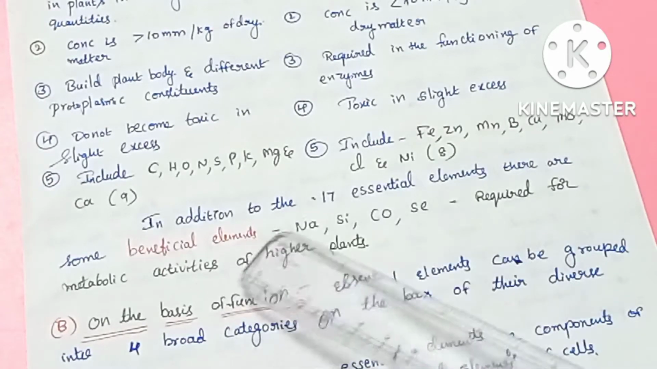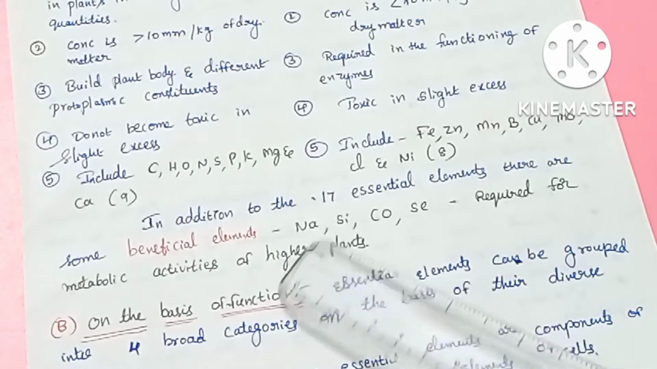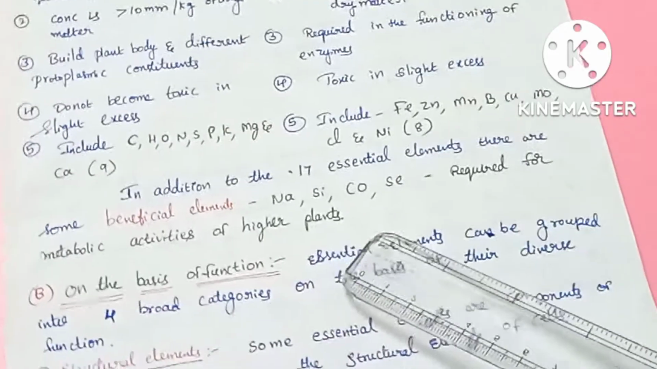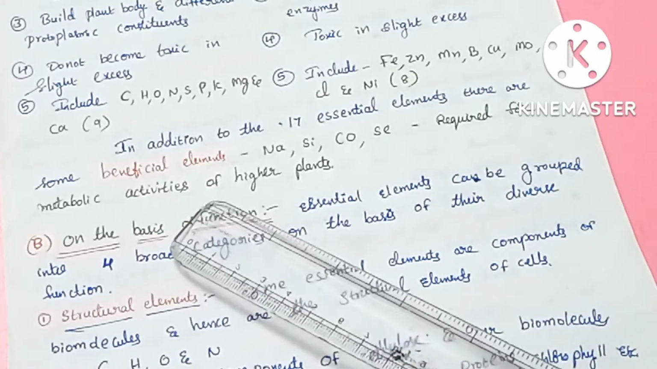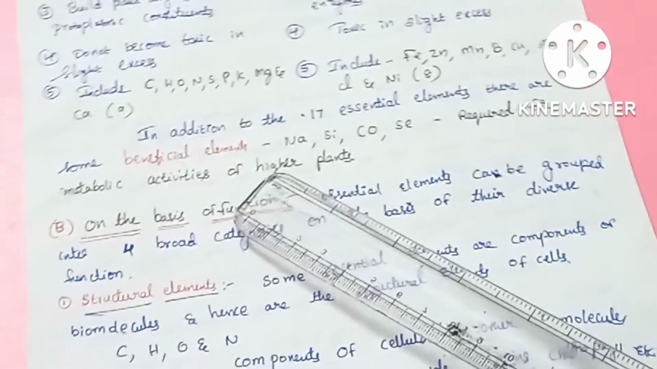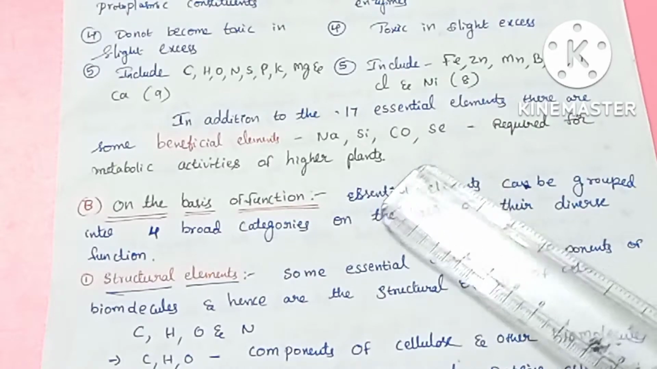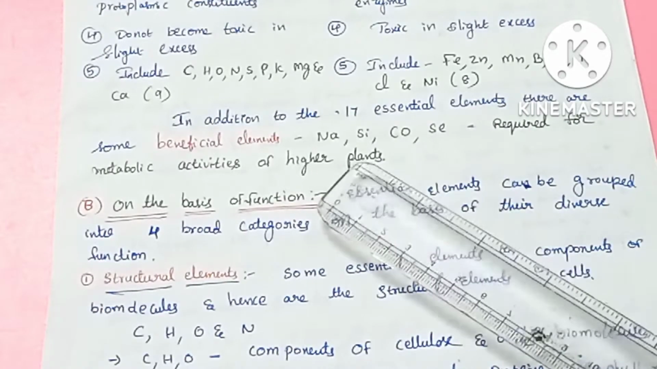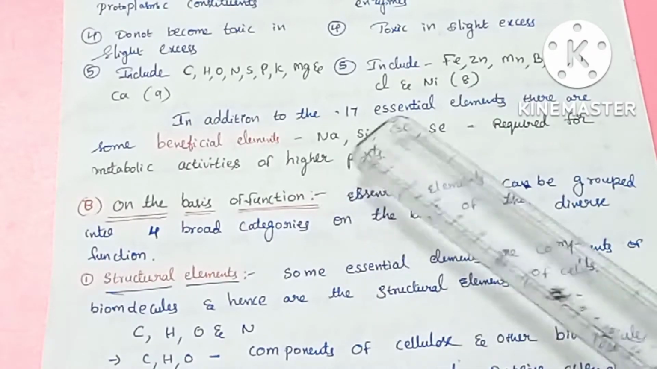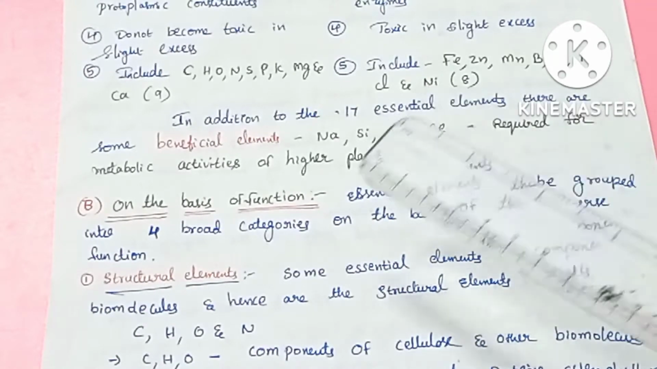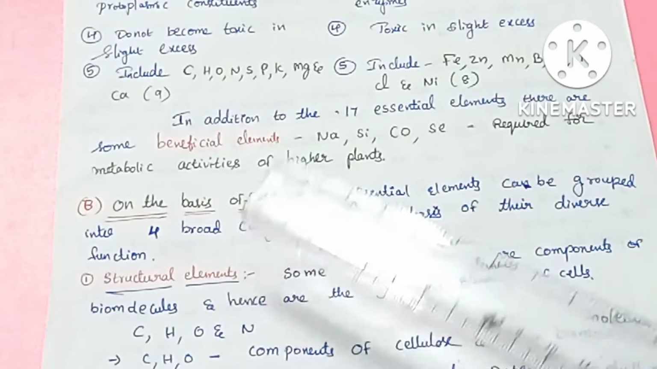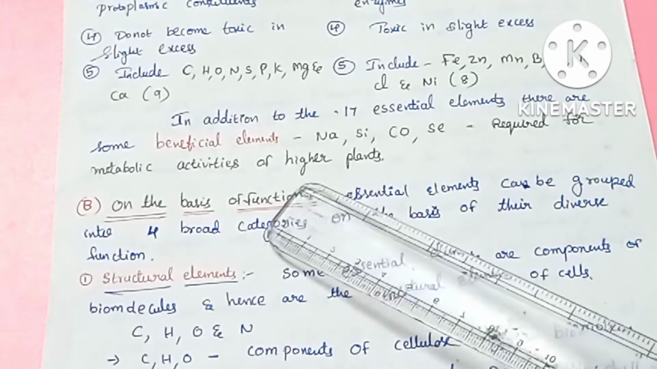Not only these 17 essential elements, there are some other elements also required for higher plants, and those elements are called beneficial elements. So what are the beneficial elements? Sodium, silicon, cobalt and selenium. These 4 are called beneficial elements. So this is the classification based on the quantity requirement.